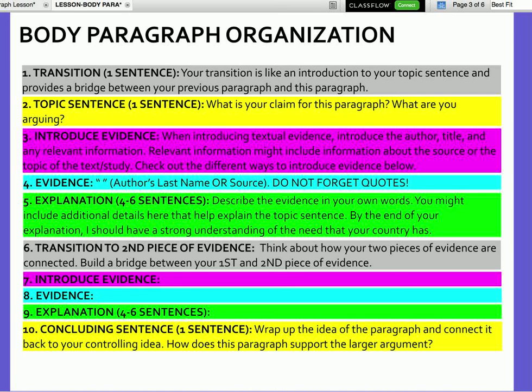So the advanced body paragraph looks a little bit different than the regular body paragraph. This paragraph has some more components to it. You will introduce your evidence, write your evidence, and write an explanation twice during this paragraph. Your 2 pieces of evidence should work together to help support your claim, but each piece of evidence should bring something new to your argument or your claim. So we're going to start today with the first transition and the topic sentence.